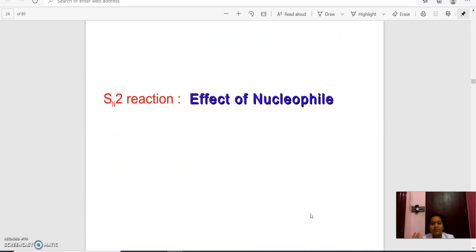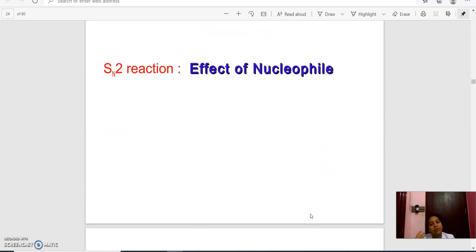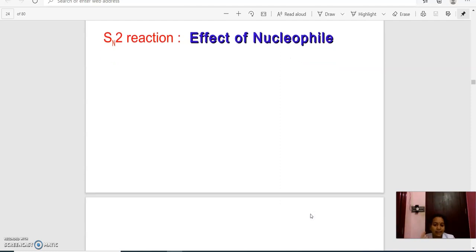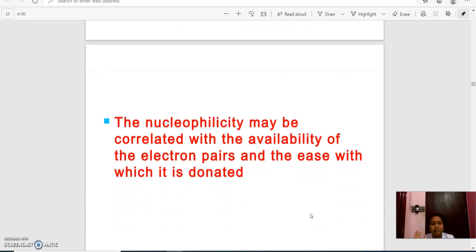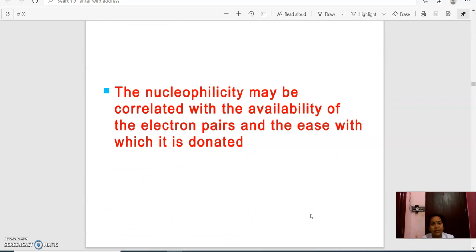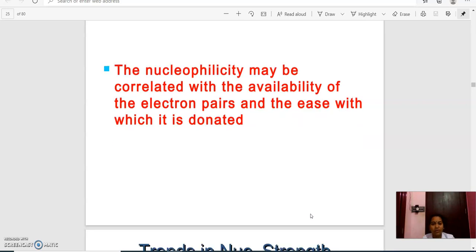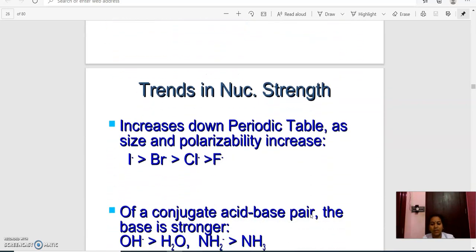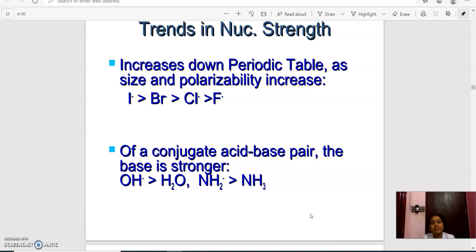Then the next factor is the effect of the nucleophile. The nucleophile should contain more negative charge, then only it can easily attack. It should contain more electron pairs, then it can easily donate the electrons to the carbon, and only then can it attach with the carbon. So it should contain more negative charge, that is, more pairs of electrons. So here you can see, in the periodic table, the trends in nucleophile strength.